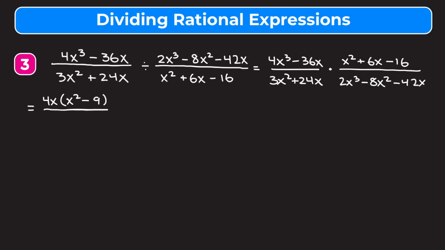And we're going to do a similar thing in the denominator. So we have 3x squared plus 24x. We want to see if we can pull out anything that they have in common. They have a common factor of 3x, and if we take a 3x out, we're going to be left with x plus 8.